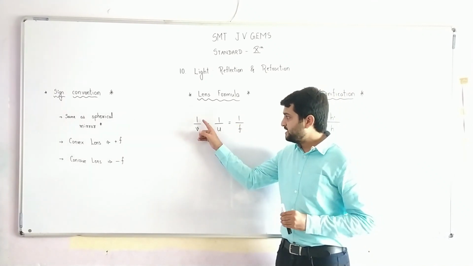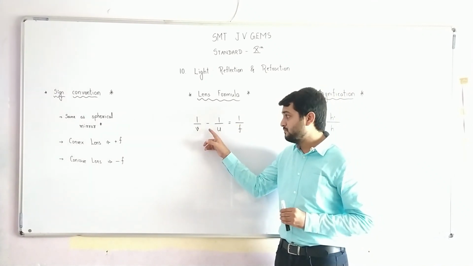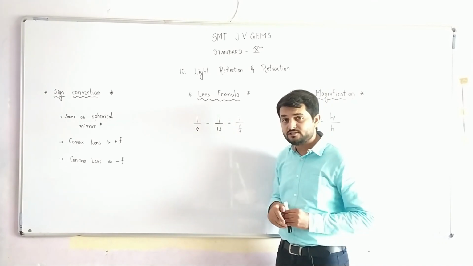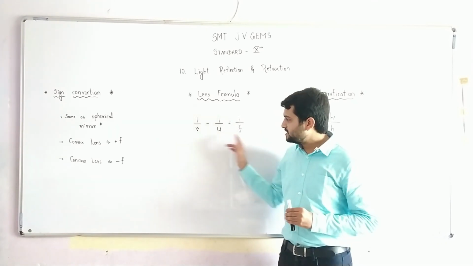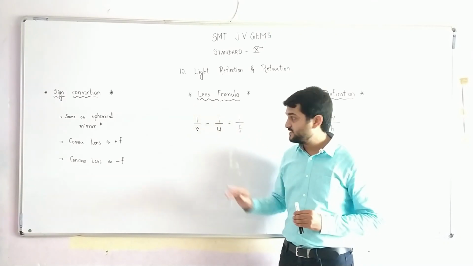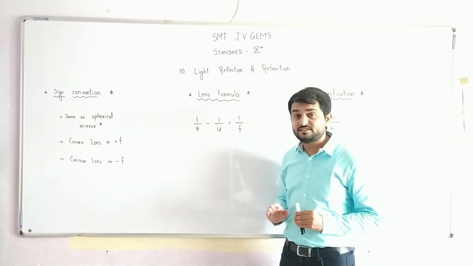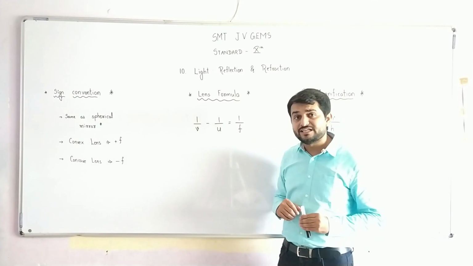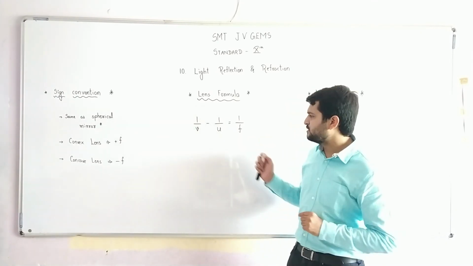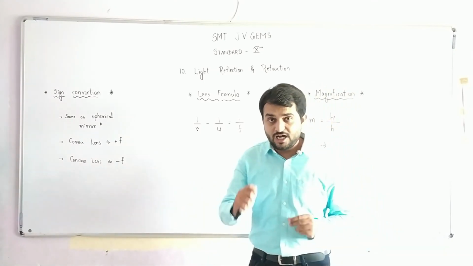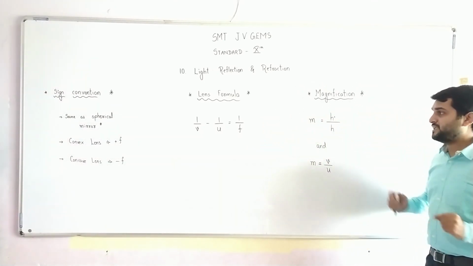Now here it is: inverse of image distance minus inverse of object distance is equal to 1 by f. This formula correlates three things: image distance, object distance, and focal length of the lens. This is called the lens formula. In numericals, this will be very handy. Then comes the magnification.